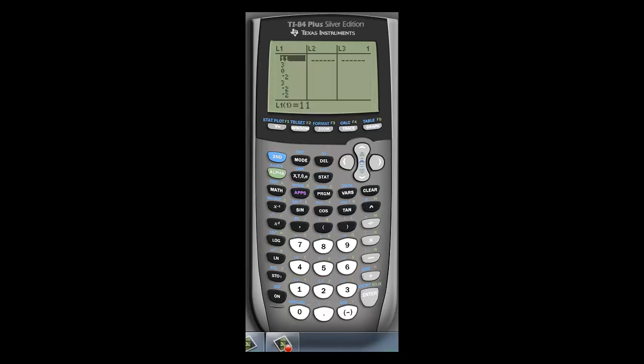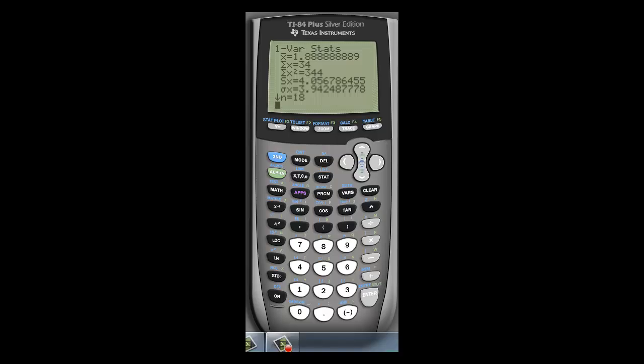Okay, so once we have the data in our L1 list, we would go to Stat once again and arrow over to Calc, and then we would want 1-Var Stats, considering we have one list. Hit enter and then enter again, and the TI-84 graphing calculator will compute those measures of center.